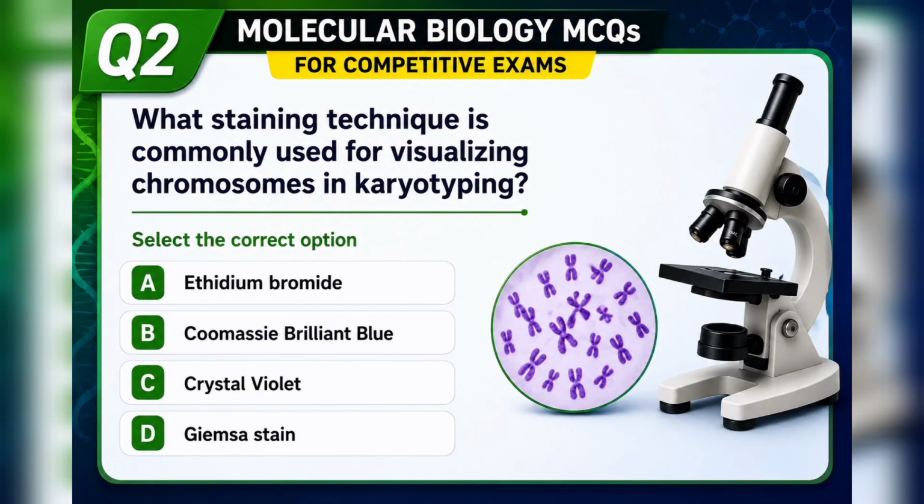Question number 2. What staining technique is commonly used for visualizing chromosomes in karyotyping? Select the correct option. A. Ethidium bromide. B. Coomassie brilliant blue. C. Crystal violet. D. Giemsa stain.